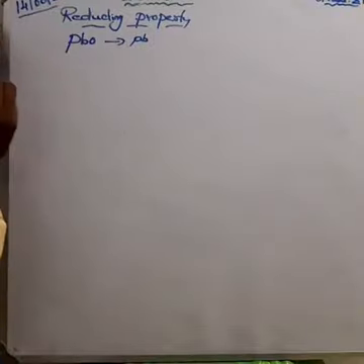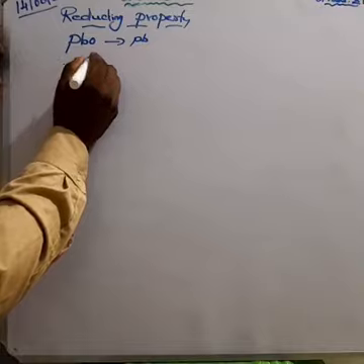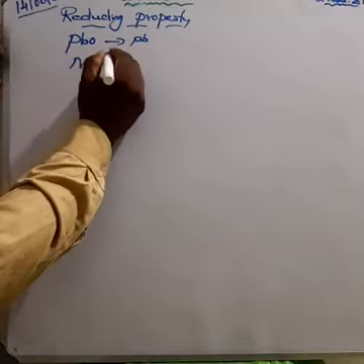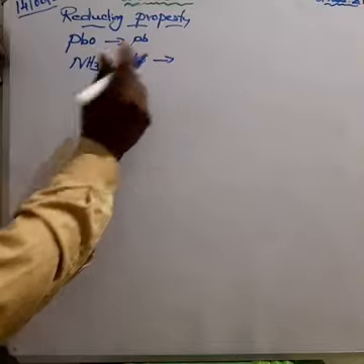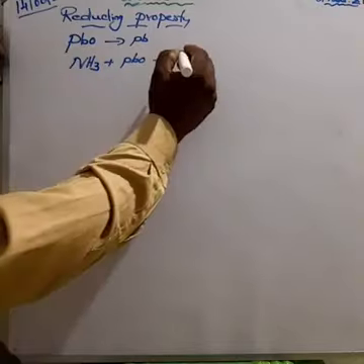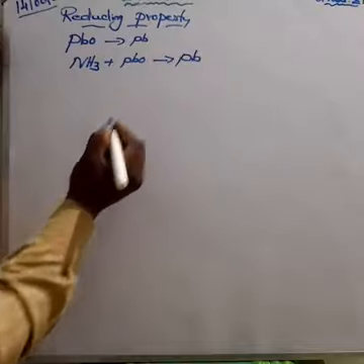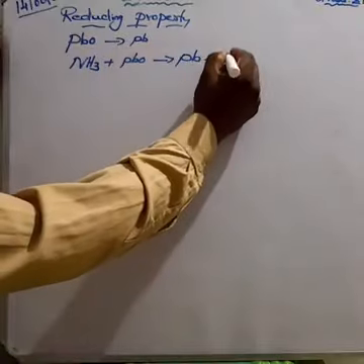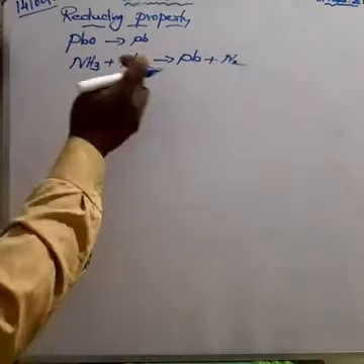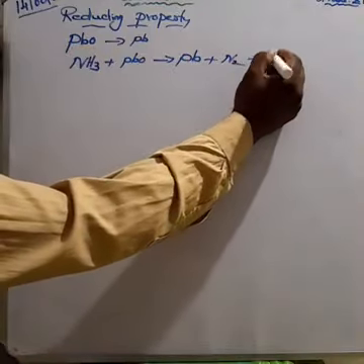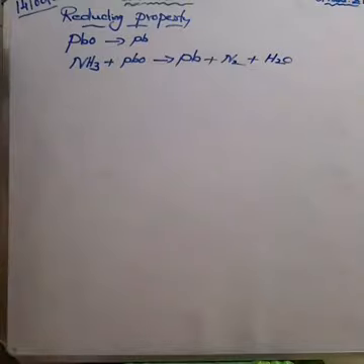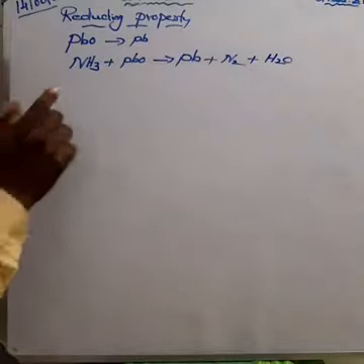This ammonia, what is the formula of ammonia? NH3. PbO, lead oxide, to form Pb, that is, lead oxide is reduced into Pb metal. And here I have nitrogen. Nitrogen is separated, and also hydrogen combines with oxygen. We get a water molecule. How can we balance the equation?